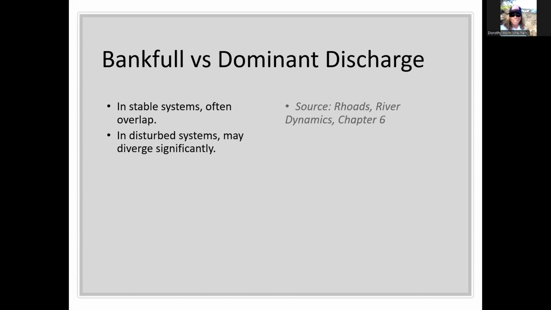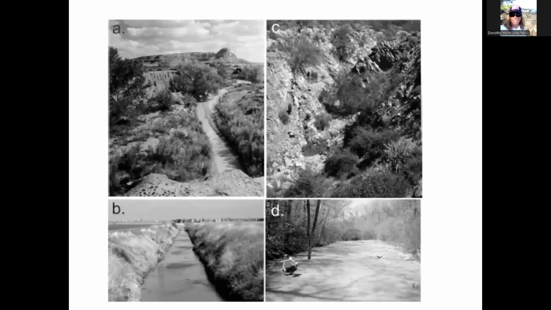A lot of times, whenever the bank full happens, that's also the overlap for that discharge. The only time we see that not happen usually is in disturbed systems. So what would cause that, right? Agriculture, land changes, etc. Here you can see in A, you have a fairly natural channel. It's meandering. In B, that's definitely on the side of ag or something. Then we have C with a super steep slope, so you can see the changes there. And then D, which is a really flat channel.